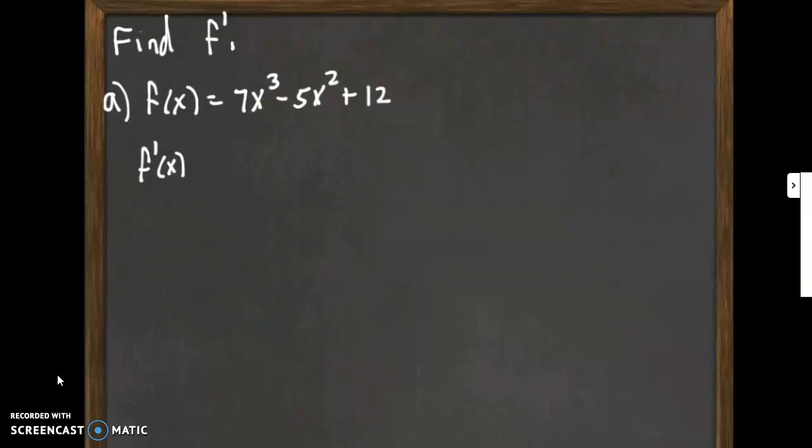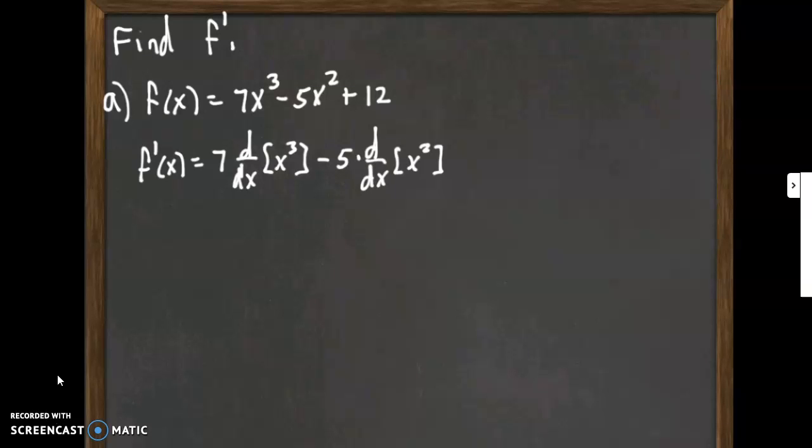So when I come to that 7x cubed, I can pull the 7 out, and it'll be 7 times the derivative of x to the third. Minus, pull the 5 out, times the derivative of x squared. Plus the derivative of 12.